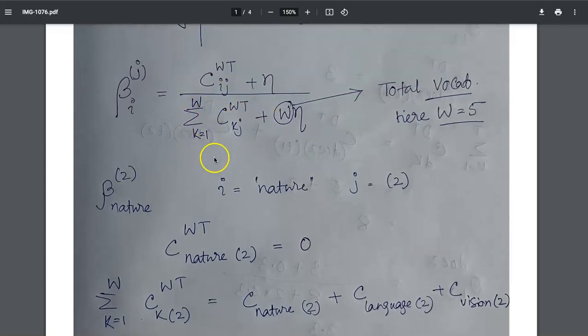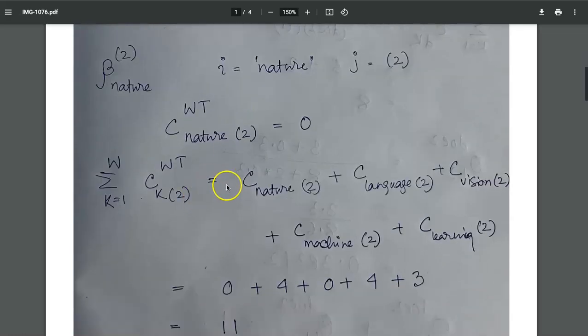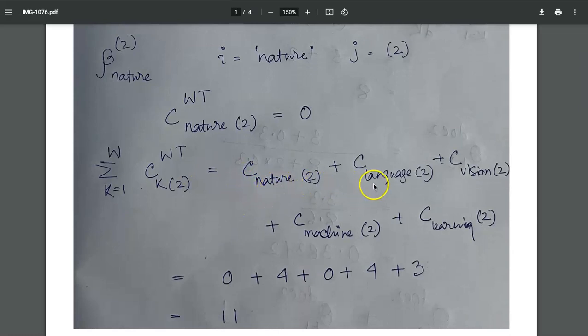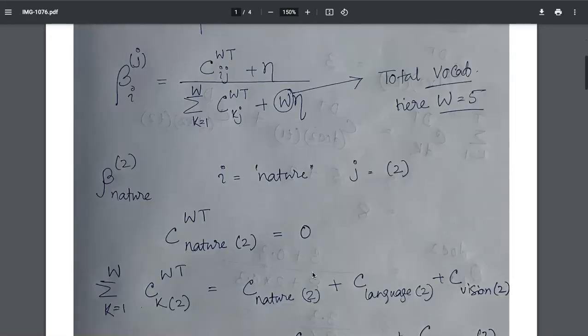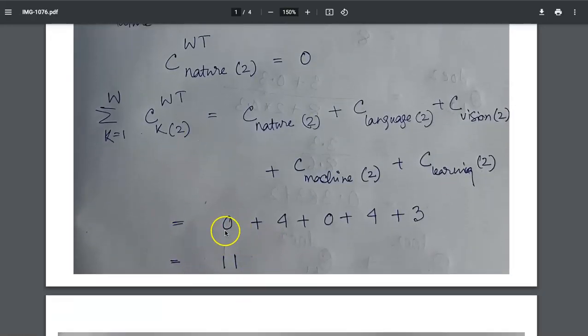And for the denominator, you need to calculate the sum over all these words. j is fixed, so topic 2 is fixed, but the vocabulary words are changing, so we need to sum over all the words throughout topic class 2. So nature 2, language 2, vision 2, machine 2, learning 2, you need to sum. For topic class 2 you sum over all these words: 4 plus 4 is 8, plus 3 is 11. So this count is 11.